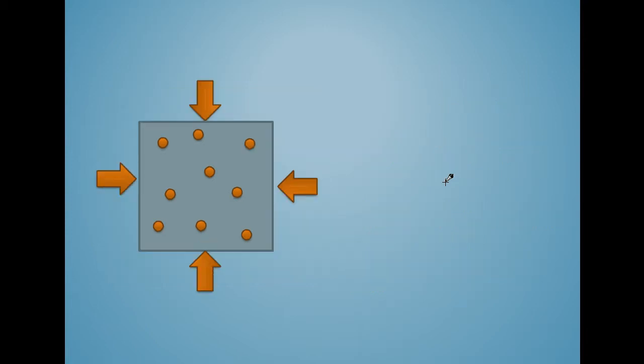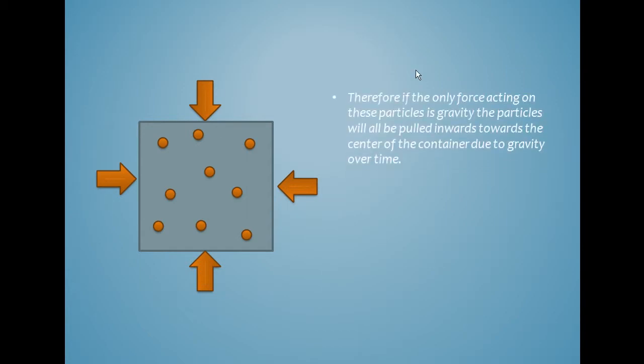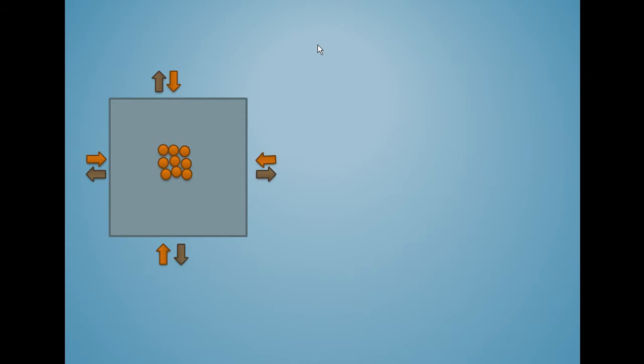The only force on these particles is the force of gravity, and the force of gravity over time causes these particles to move together. Therefore, if the only force acting on these particles is gravity, the particles will be pulled inwards towards the center of the container over time. Eventually, all the particles of mass will combine due to gravity in the center of the container. So, all our particles have now moved to the center of the container. We now have a central mass of particles surrounded by empty space.